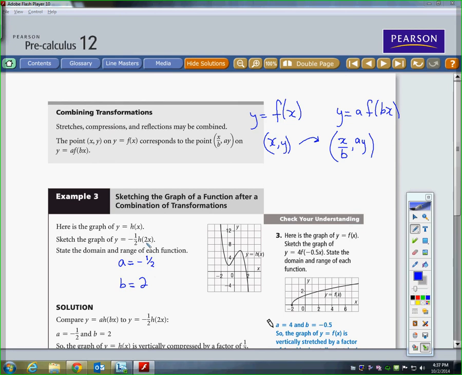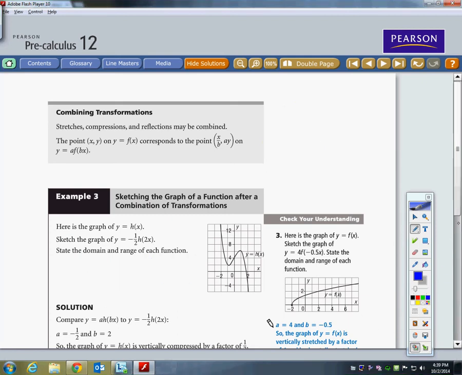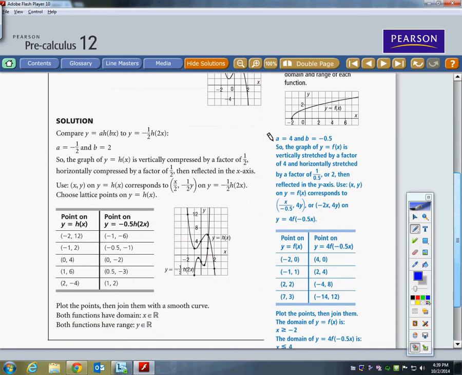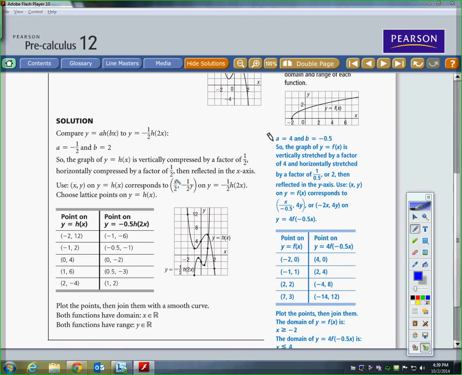My b is tucked inside there right beside the x. It's associated with x, but it has that reciprocal nature to it. So all my x values of the original function are going to get multiplied by the reciprocal of 2. The reciprocal of 2 is 1/2. So if I scroll down a little bit, here's their table of values. Your x and your y, you notice that happens just like that. My x value gets multiplied by the reciprocal of 2. This is the way they wrote it here.